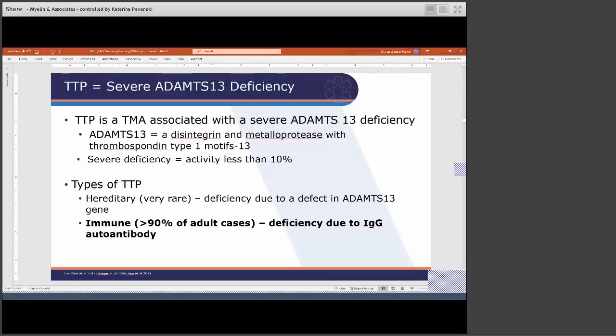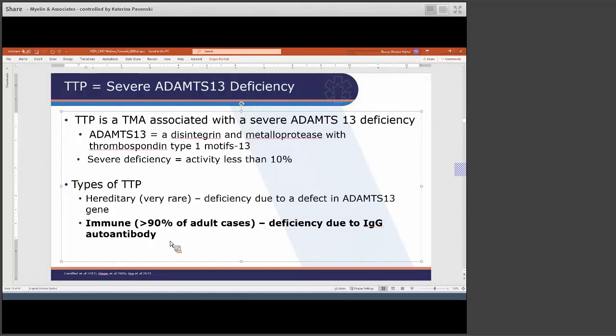TTP is a type of thrombotic microangiopathy, and it's marked by severe ADAMTS13 deficiency. ADAMTS13 is a special protein in the blood whose job is to cleave a clotting factor called von Willebrand factor. And when you have severe deficiency of this protein, so activity less than 10%, that's when TTP happens. TTP can be hereditary in nature. That is extraordinarily rare to see in adults, although it does happen, whereas the overwhelming majority of patients that I would treat with TTP would have an autoimmune form. In other words, they have an IgG autoantibody directed against ADAMTS13.